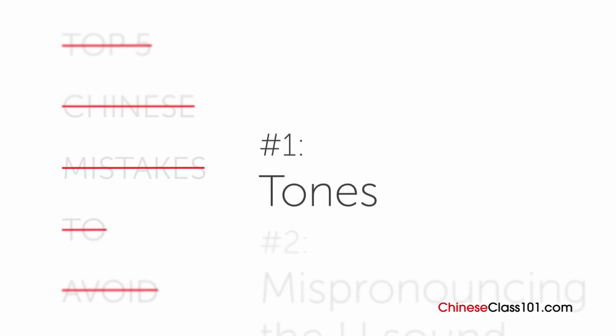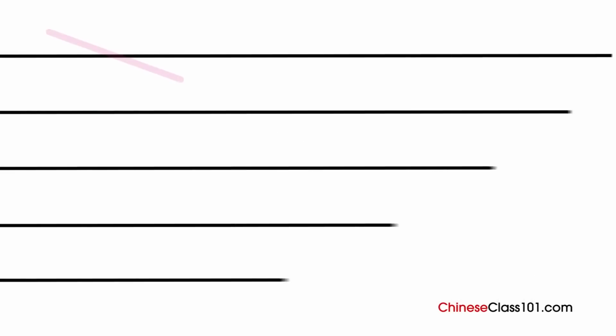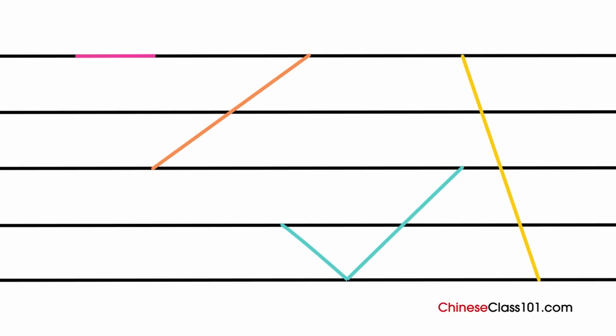Number 1. Tones. Chinese is a tonal language. The tones are a major challenge for Chinese learners of all levels, but they can't be avoided. Using the wrong tone can give a word a completely different meaning and lead to miscommunication.